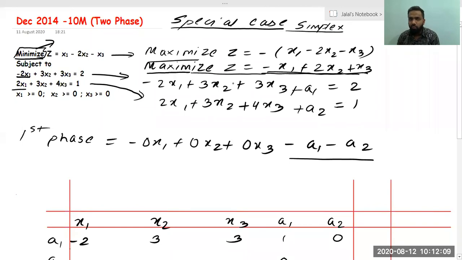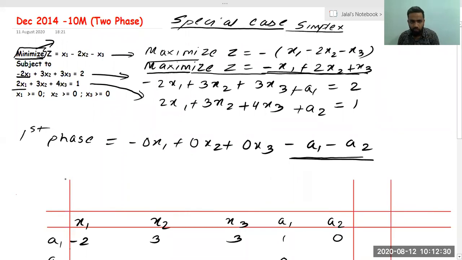Many students might do what? They might do something like this: minus x1 plus 2x2 plus x3. Then they can also do plus a1 plus a2, which will be wrong. You don't have to change the sign of A1 and A2. You just have to change the sign of the main variables if you want to convert something from minimization to maximization. So this will remain as it is.